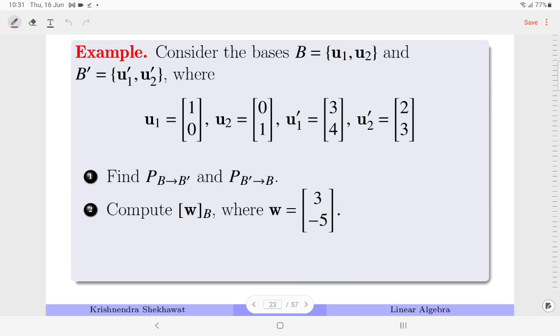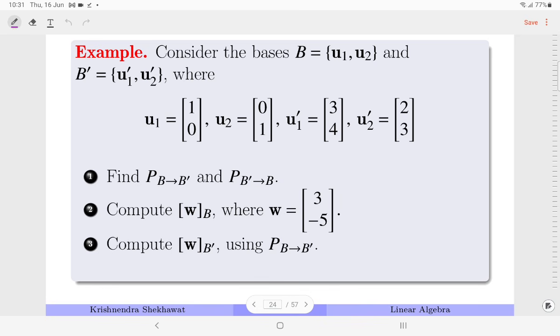Next says that compute [w]_B, where w is (3, -5). It means you have to write (3, -5) as a linear combination of the basis vectors (1, 0) and (0, 1). This means that your [w]_B is (3, -5) only.